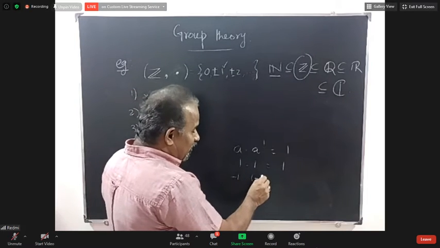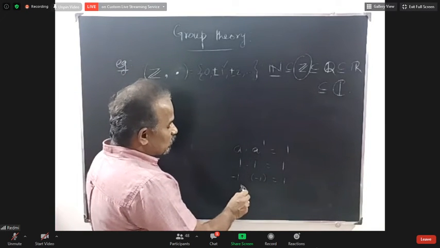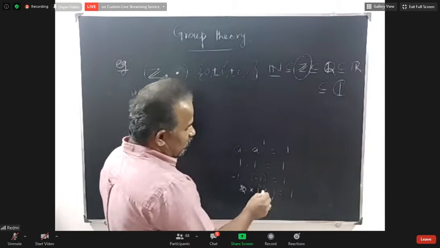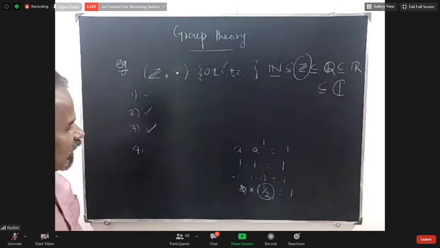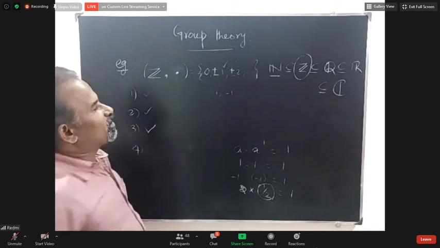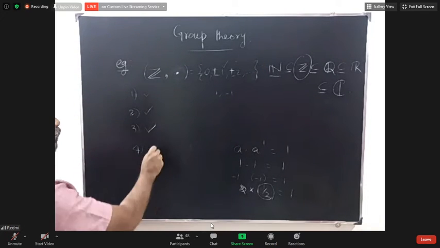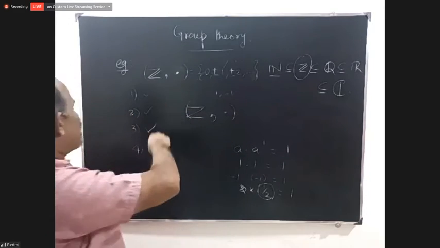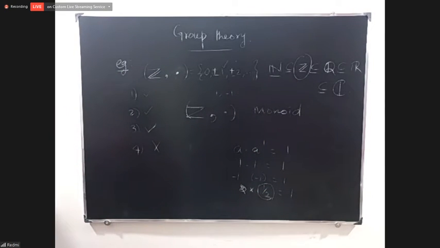Minus 1 also has a multiplicative inverse, but 2 doesn't have an inverse. 1 by 2 will not be in this Z. So except 1 and minus 1, no element has a multiplicative inverse. Therefore Z comma dot is not a group, but it is a monoid.